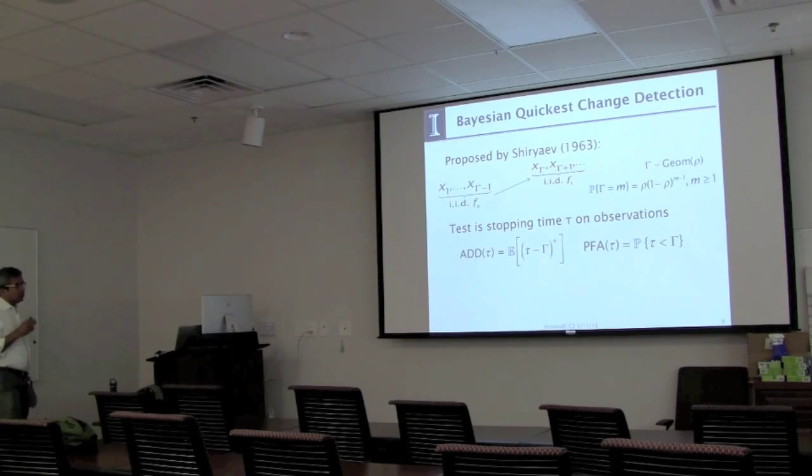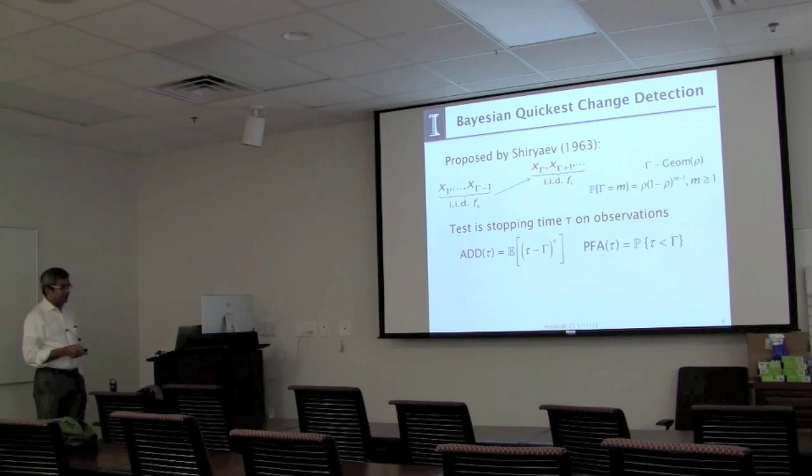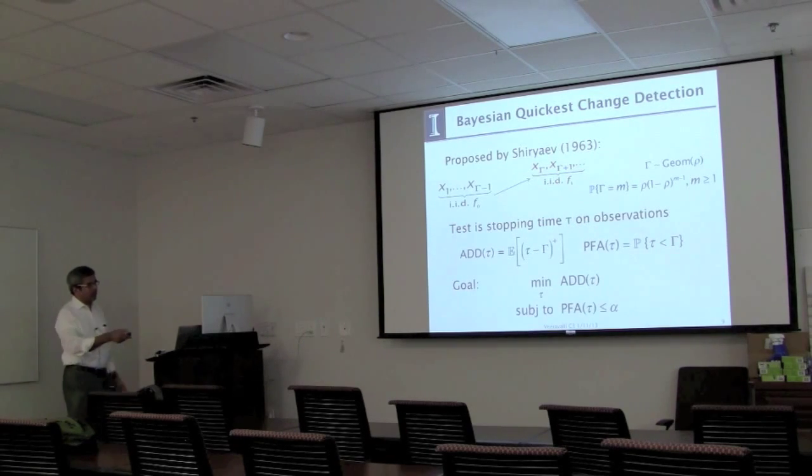Okay, so we need to quantify delay and false alarm, right, and then trade them off. So delay can be measured by looking at the difference between when you stop, tau, and when the change happened, Gamma, and the positive part of that. The expected value of that quantity we'll call ADD, or average detection delay. False alarms are characterized by the probability that you stop before the change happens. And you want a good trade-off between these two. You want to minimize delay subject to a constraint on the false alarm.